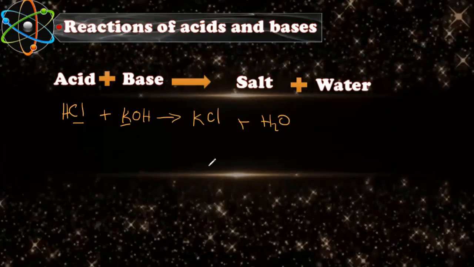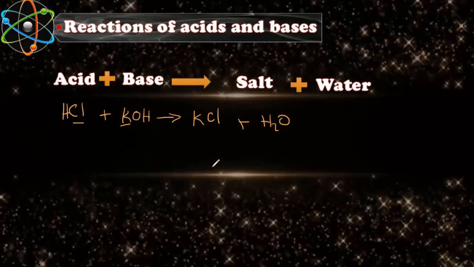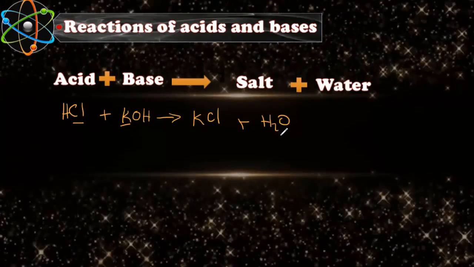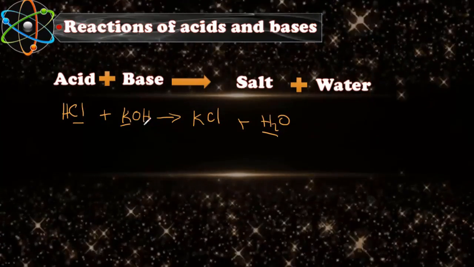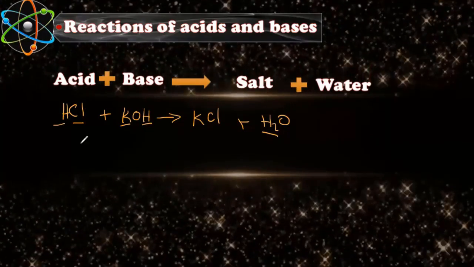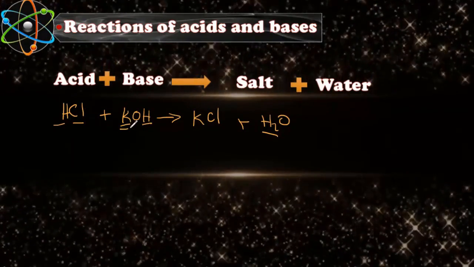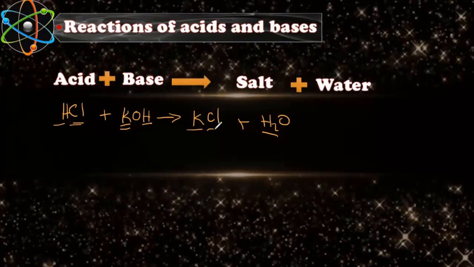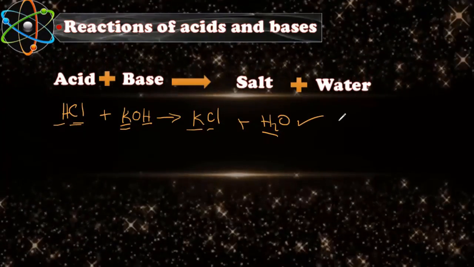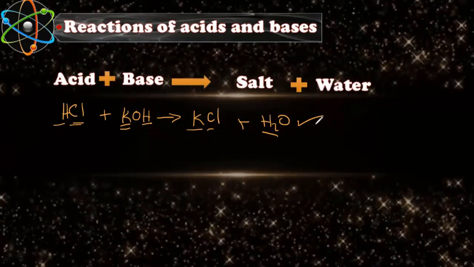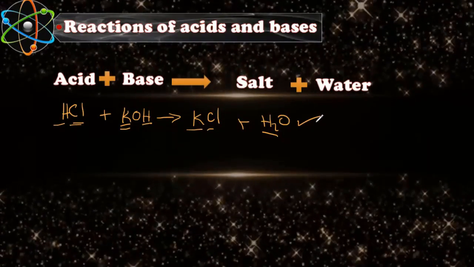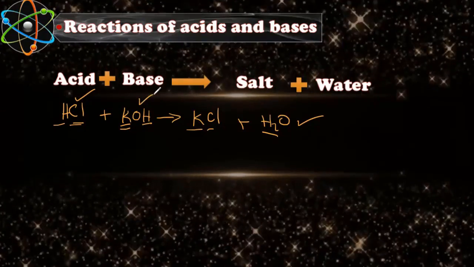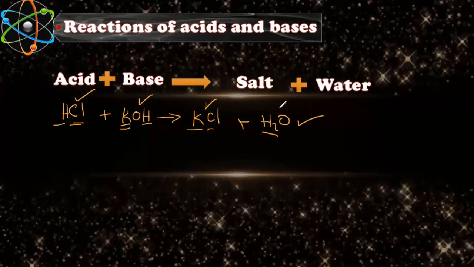We will not care about balancing equations now, but as we can say, this equation is balanced. 2 hydrogen, and here we have 2 hydrogen, 1 potassium, and here we have 1 potassium, 1 chlorine, and here we have 1 chlorine. So this equation is balanced. What we care about now is the products. What is it going to produce? An acid plus a base gives us salt and water.